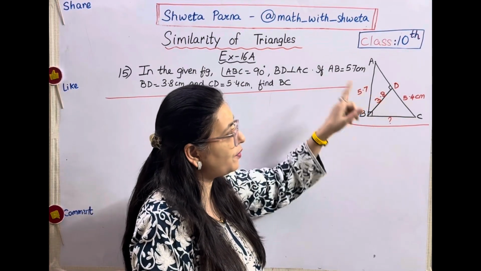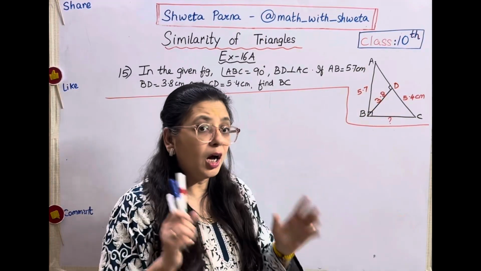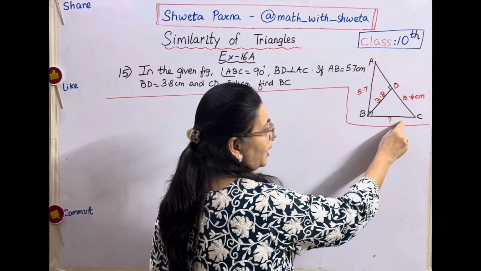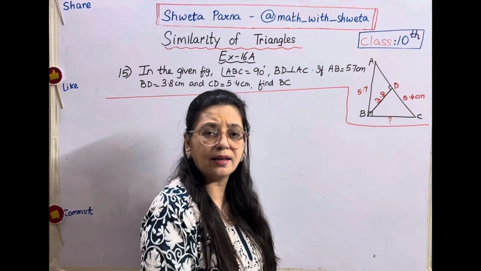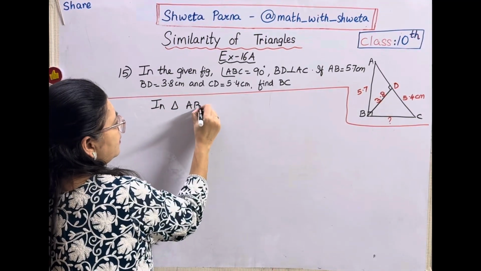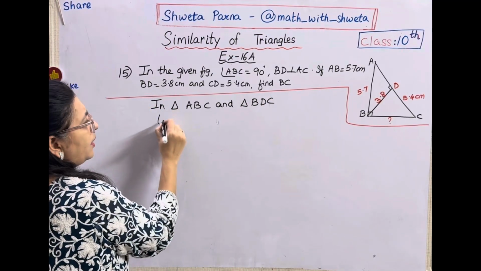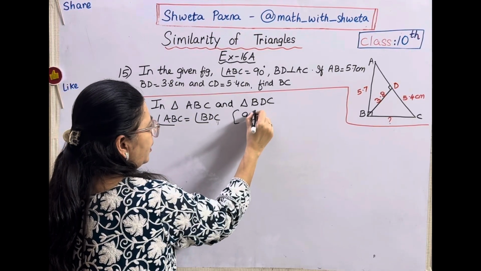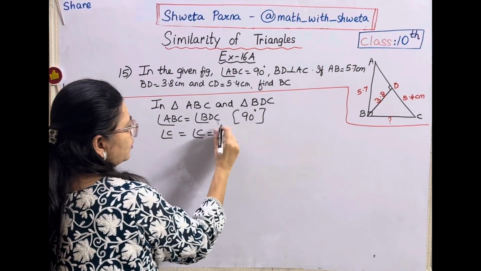So what I will do, I will first prove that triangle ABC is similar to BDC. How did I guess it? See, AB and BC. AB measurement is given, BC I need to find it. What measurement is given? BD is given and DC is given. So I will have to take a triangle BDC. Okay, in triangle ABC and triangle BDC, angle ABC is equal to angle BDC. Why? Both are 90 degree. Correct? Then angle C is common in both the triangles. Common angle.